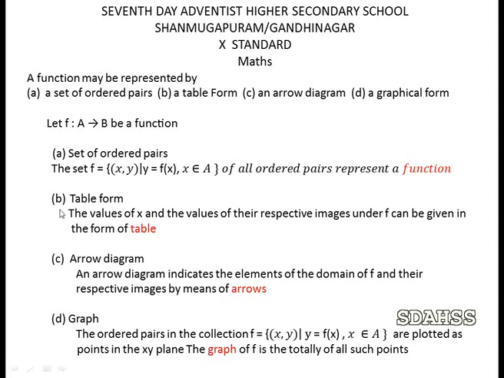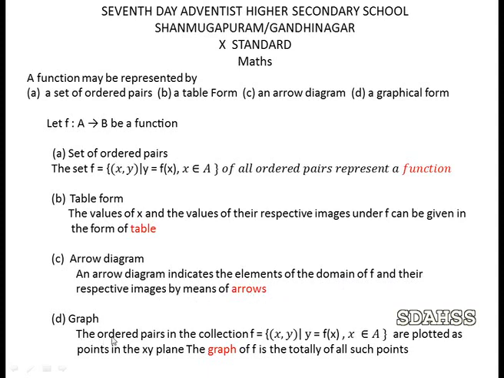Table form. The values of x and the values of their respective images under f can be given in the form of a table. Arrow diagram. An arrow diagram indicates the elements of the domain of f and their respective images by means of arrows.